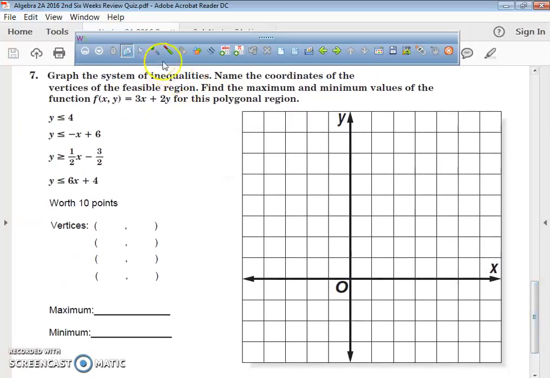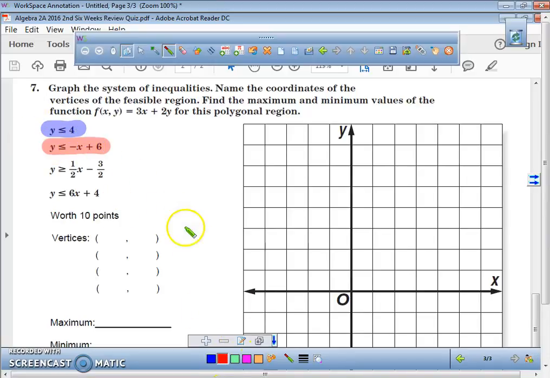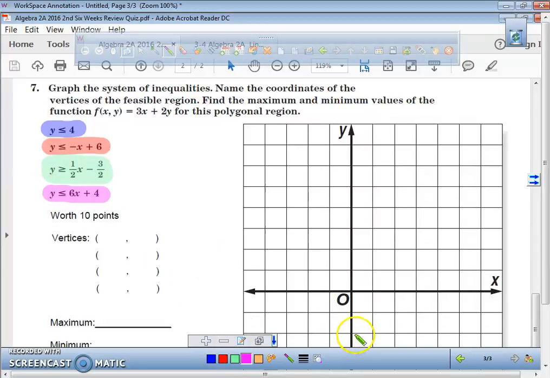There we go. Wow, once again, nice and easy. I'm going to highlight all 4 of them: blue, red, green, and purple. So the first one we're going to start is with the blue inequality.